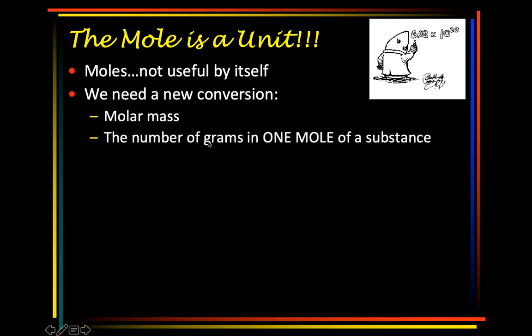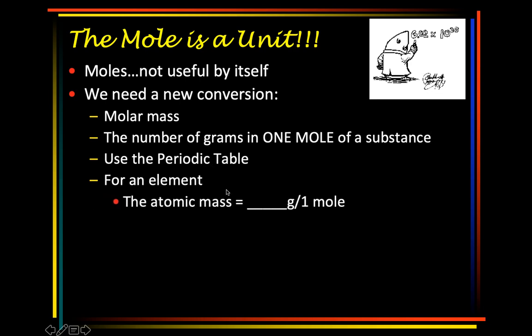So that's kind of a useful thing. So molar mass is the number of grams in 1 mole of some substance. Elements, compounds, doesn't matter what it is. You look at the periodic table, and for an element, the molar mass is the atomic mass, number of grams per 1 mole. So that line means per 1 mole. The atomic mass is the number on the periodic table, grams, for every 1 mole.